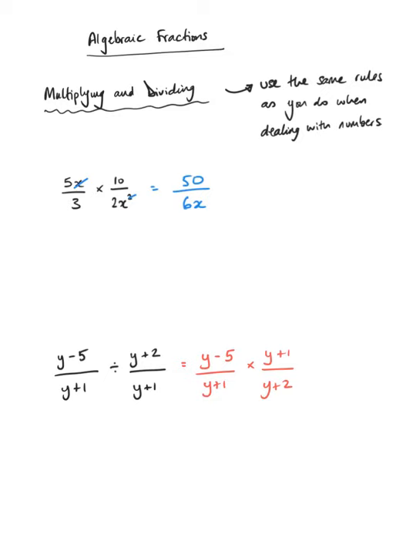Now what's really good here is that I can cross out the whole of the y plus 1 because I've essentially multiplied top and bottom by one lot of y plus 1. What I can't do is cross out the y's here. So look, I'm going to end up with y minus 5 over y plus 2. I can't cross out those y's because I'm adding and subtracting from those y's, not multiplying with those y's. So even though I've got a y on the top and a y on the bottom, I can't cross them out.